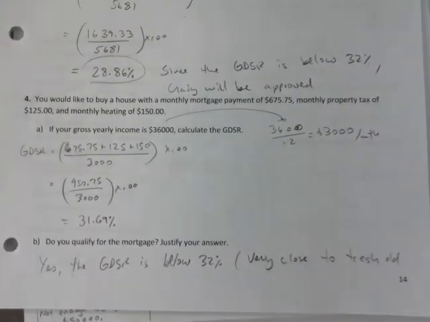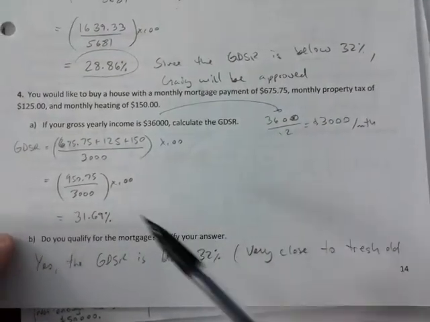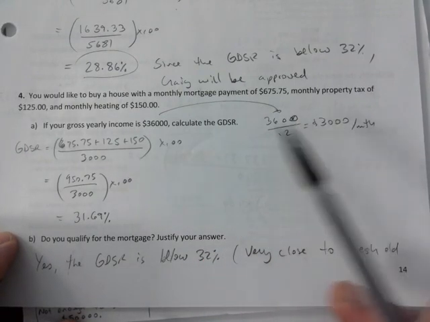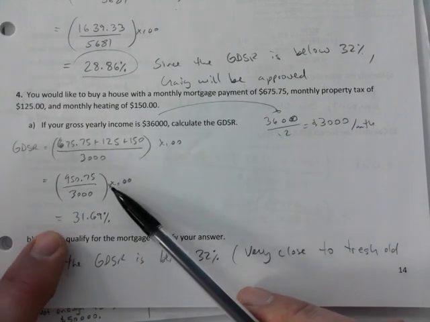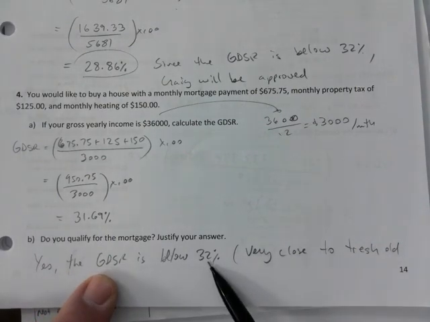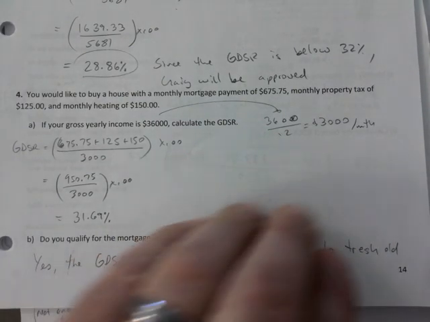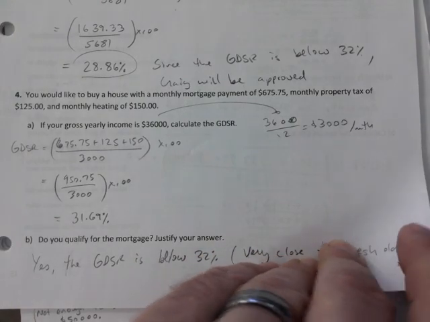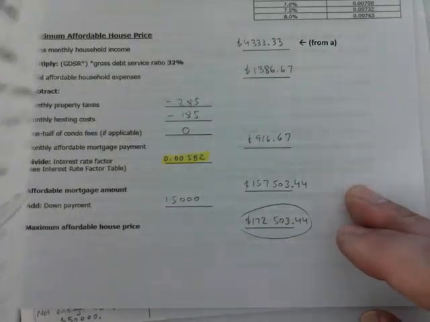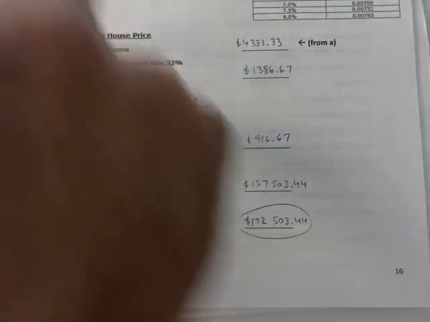This one, number 4, I did want you to do. Okay. So remember, if it's yearly or annual, you need to divide that by 12. Anything that's already monthly stays. So you get this as your GDSR, and it is below 32. Very close to the threshold, but it is below, so we're good to go there. We would pass the test. To be honest, if you were 34, 35, most banks would still give you that if you have a good credit score. But for us in this course, it's a no, right? As soon as it's over 32, it's a no-go.